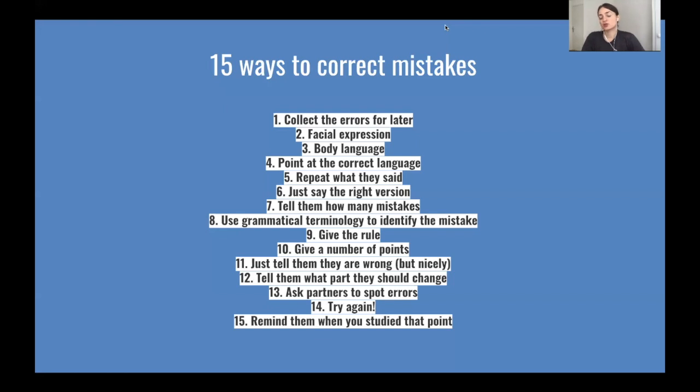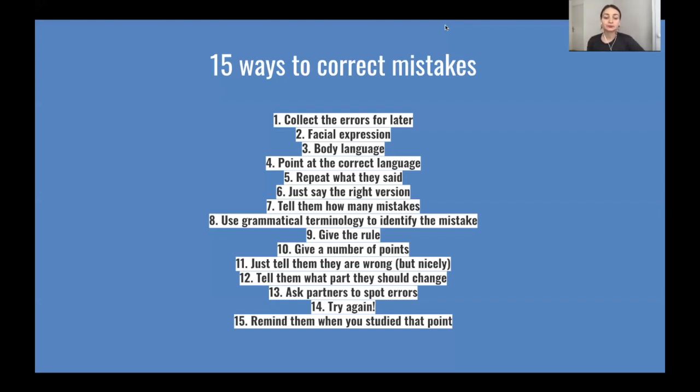Or number 6, you can just say the right version. You don't need to correct the student, use facial expressions or gestures. You can just give your student, for example, your student says, "I were at work yesterday," and you say, "I was at work yesterday, right?" Like this, you are showing the student that there is a mistake here, and you ask your student to repeat after you every time, because if you leave it without repetition, your student won't remember it 99% of times.